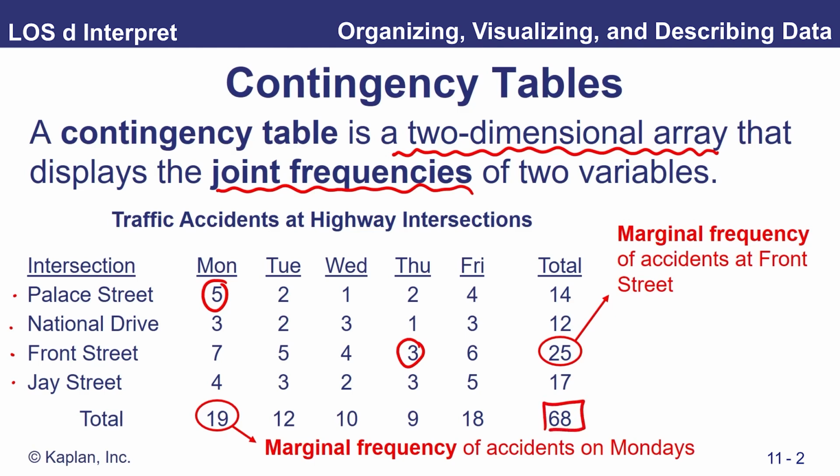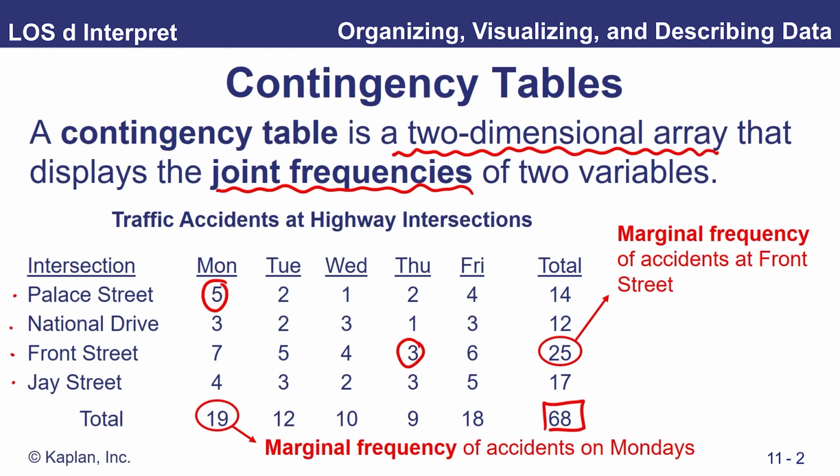And we can use that, of course, to work out relative frequencies. You could be interested in what proportion of accidents occur on a Monday, in which case we could look at 19 divided by 68, and say, well, 27.9% of all accidents occurred on a Monday.